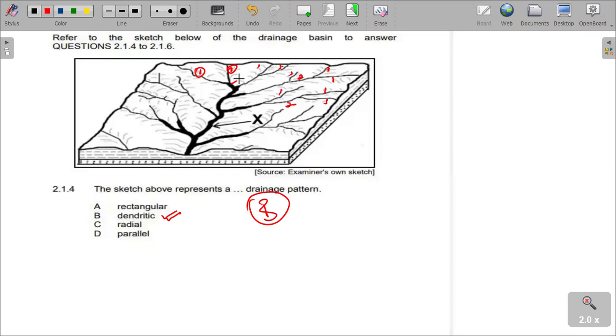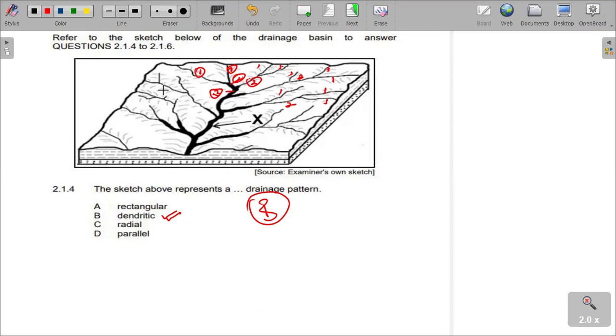There they join and they form a second order stream, and here again is a second order stream, which we are saying they are going to form third order there. And then in this case again, we are saying second order and second order, when they join together, they are going to form what? They are going to form third order.